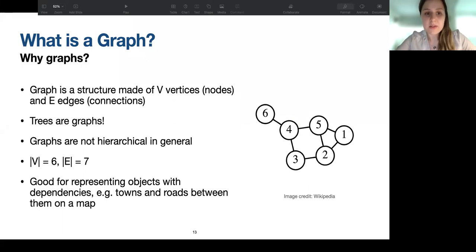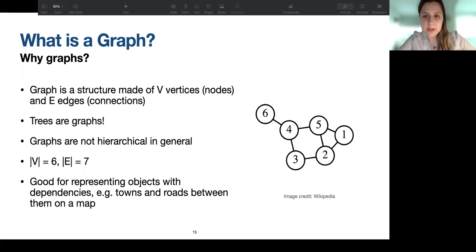We define a graph as a structure which is made of V nodes or vertices and E connections between these nodes, which we call edges. Unlike the tree, it is not a hierarchical structure. It does not have to be a directed structure, and it doesn't even have to be an acyclic structure. However, trees are graphs. Trees are actually a special case of graphs.